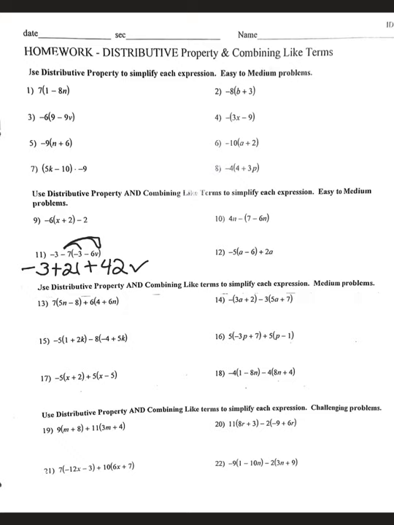Now you're not done. You need to combine like terms. Well, you can combine the -3 plus the 21. And that will give me 18 plus the 42v. And that would be my final answer. 13 through 18, you're going to do distributive property twice, like what we did on the first sheet, and then combine like terms. And same for 19 through 22. They're just a little more challenging because of the signs and things, but still, you can handle it. You're seniors. Okay, let me know if you need me.